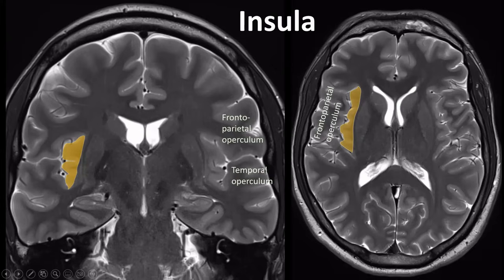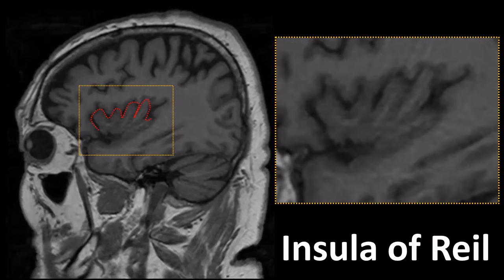We can also recognize the operculum, in this case the frontoparietal operculum, on the axial plane. And this sulcus is called the insular sulcus or the peri-insular sulcus, and it's connected to the sylvian fissure. If we really try, we can even distinguish the different gyri of the insula, but it's sometimes difficult and not very relevant.